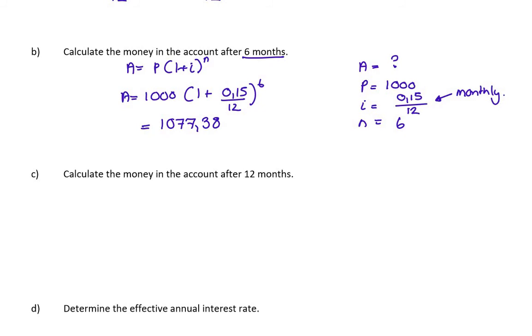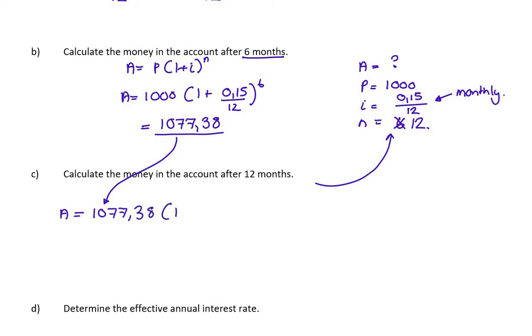Next question says, how much money would it have in the account after 12 months? Okay, now there are 2 options here, because either I can go back to my 1,000 Rand and just change my 6 to 12 and do the same calculation, or I can start with my 1,077 Rand and 38 cents and just do it for an extra 6 months. So I'm just going to show you both of those. Chances are we'll land up with slightly different cents, a different rounding, simply because this 1,077 Rand and 38 cents was a rounded off amount.